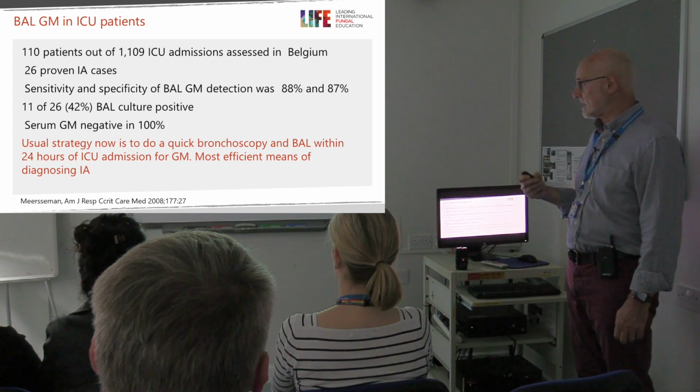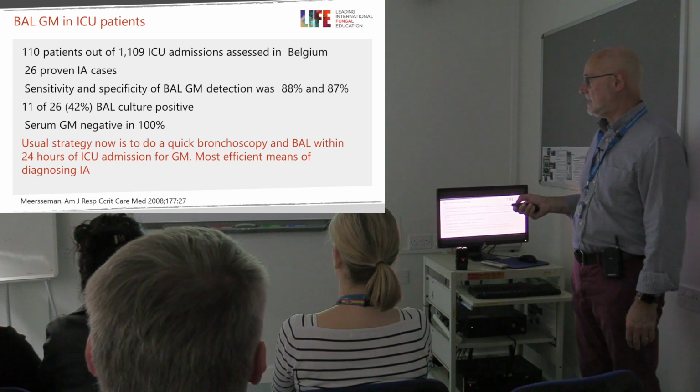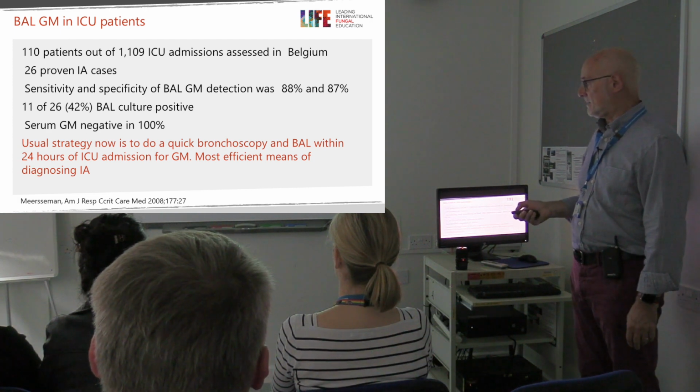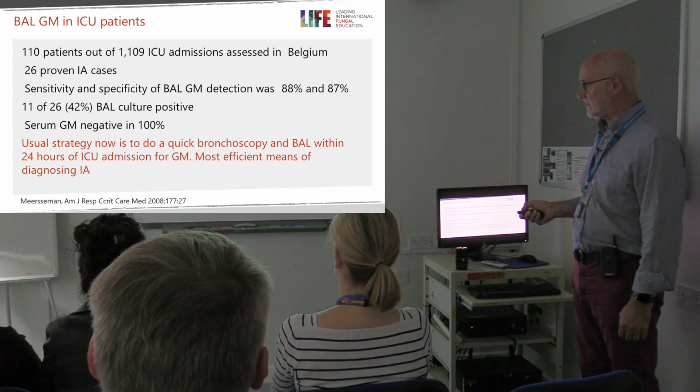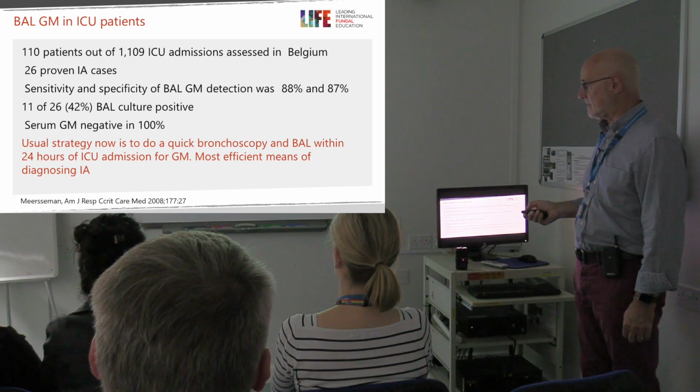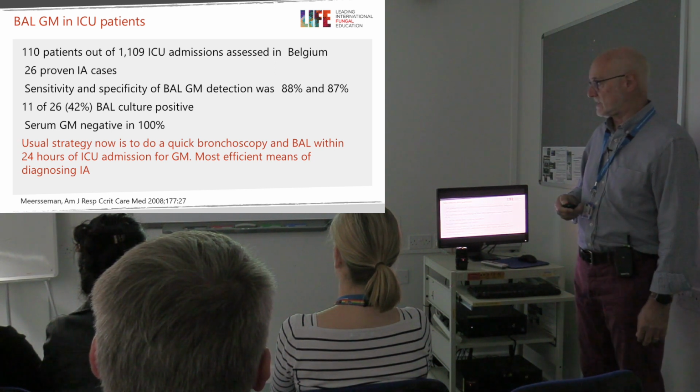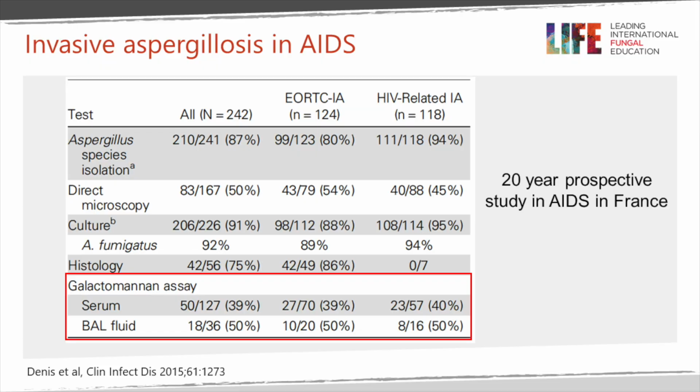So the strategy that's come out of this work and more recent work is do a quick bronchoscopy and a BAL within 24 hours of admission for GM, and this seems to be the most efficient means of diagnosing this disease in this particular patient group.